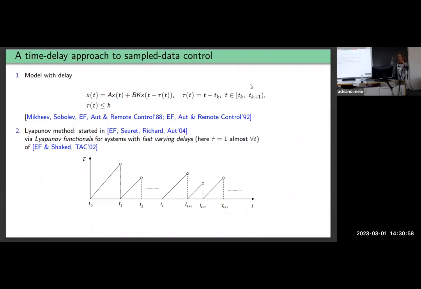By the way, you may have variable sampling intervals, and then you will have this kind of delays, the so-called sawtooth delays. So the time delay approach to sampled data consists of the first step, where we have a model with time delay. And now we need some tools, usually efficient tools are Lyapunov analysis. And we need Lyapunov analysis to guarantee that till what upper bound of delay we preserve the stability, provided that without delay we have stability. This is the first question that we will answer.